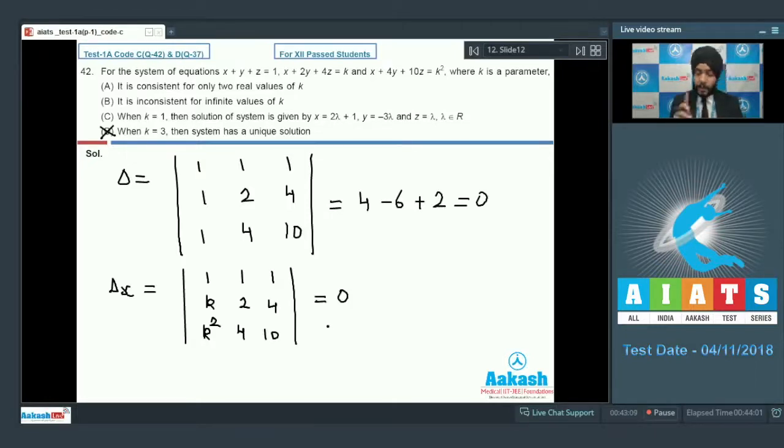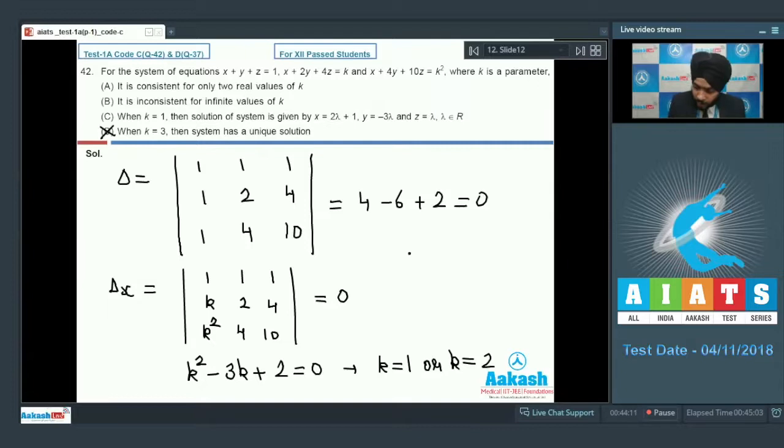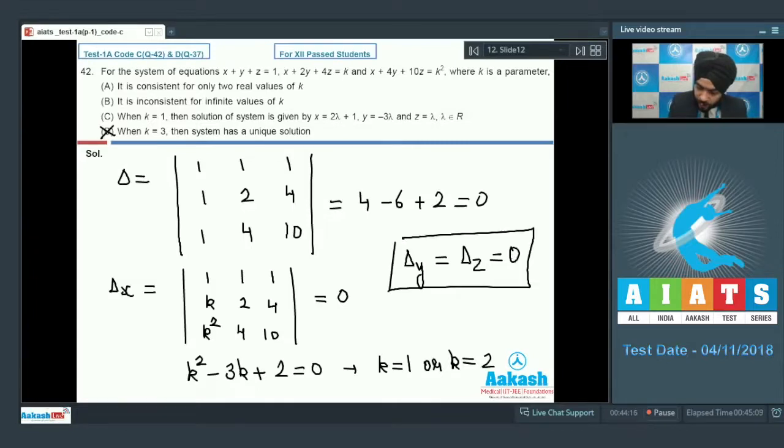Let us set it equal to 0 in order to get infinite solutions. You will get k square minus 3k plus 2 equal to 0, k equal to 1 or k equal to 2. Delta x is 0 for k equal to 1 or k equal to 2. You can cross check that delta y and delta z both will go 0 for these two values of k. It is consistent for only two real values of k. Consistent means the equation has a solution. It cannot have a unique solution, so infinite solutions means consistent. There are two values of k for which the system of equations is consistent.